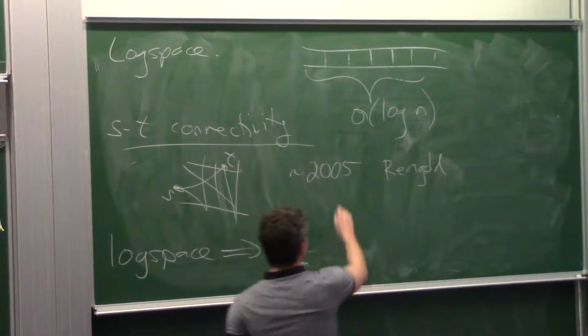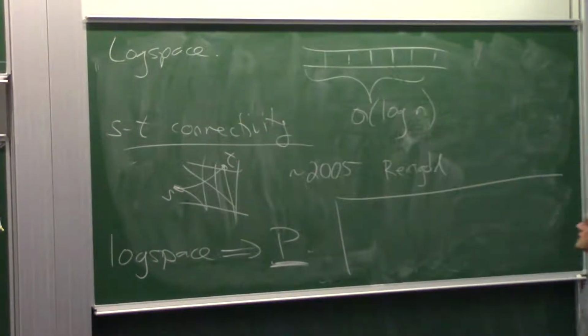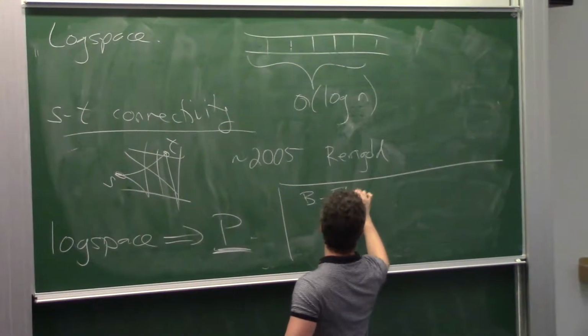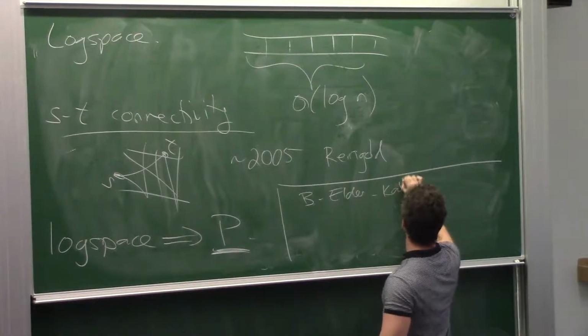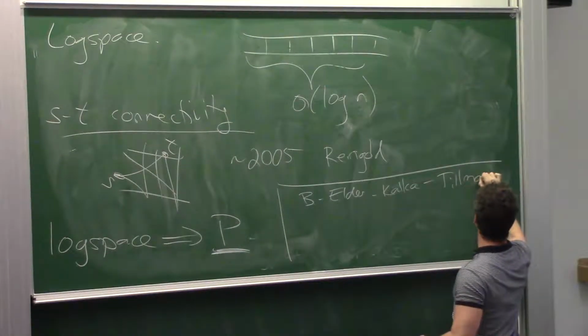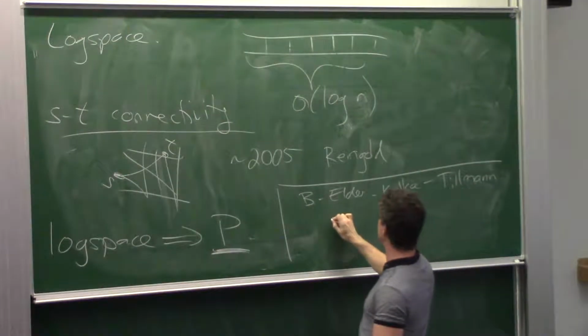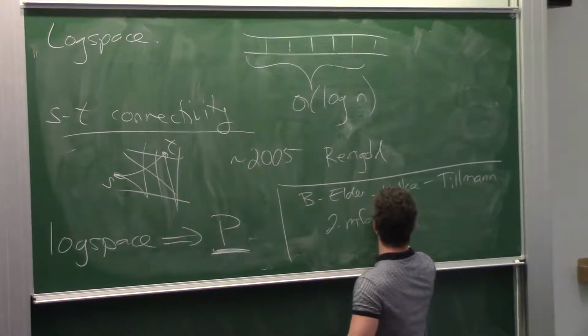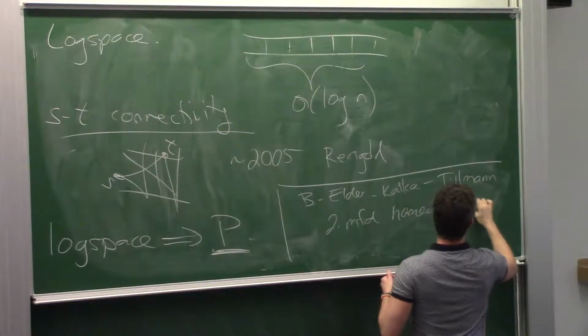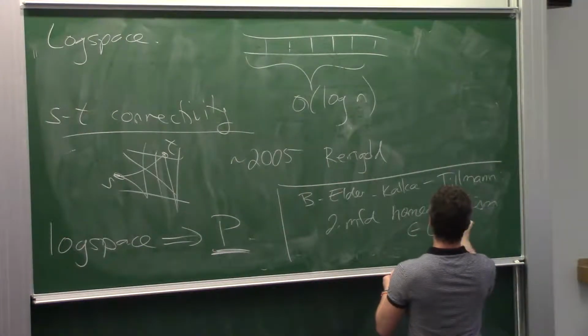Maybe one thing I will mention, if you want to see a log space proof, that is just a cheap trick, but is something in topology. There's a paper, joint with Marielda and Arcadius Kalka and Stefan Tillmann, which proves that two-manifold homeomorphism is in log space.